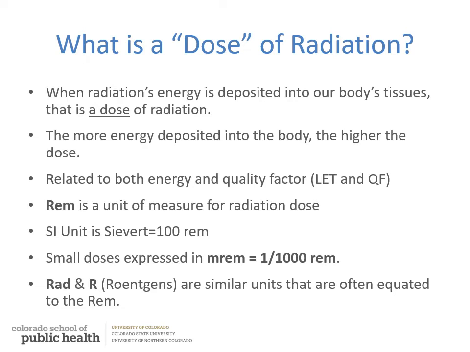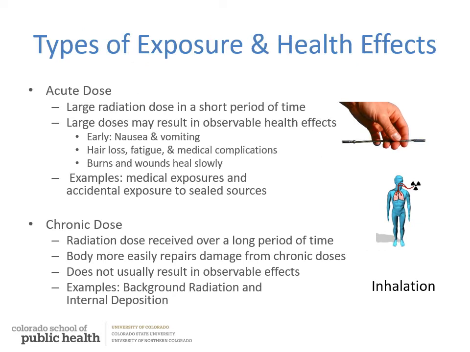There are a couple of different ways to express this. One is called a rem, which is a unit of radiation dose. The international unit, or the SI unit, is called a sievert, which is equal to 100 rem. Smaller doses get expressed in millirems. Now, there are other units that you'll hear about that are a little older, not the SI units, the rad or R for roentgen, but they can be converted to rem, and I think rem is the most useful one to think about.